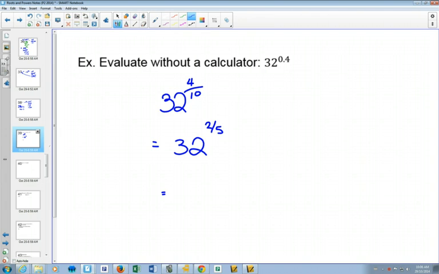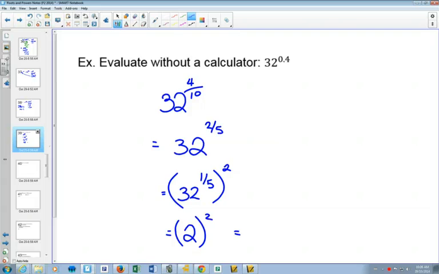Now 32 to the 2/5, that means we can break it up to the 1/5 squared. And what is the 5th root of 32? 2. So the answer is 4.